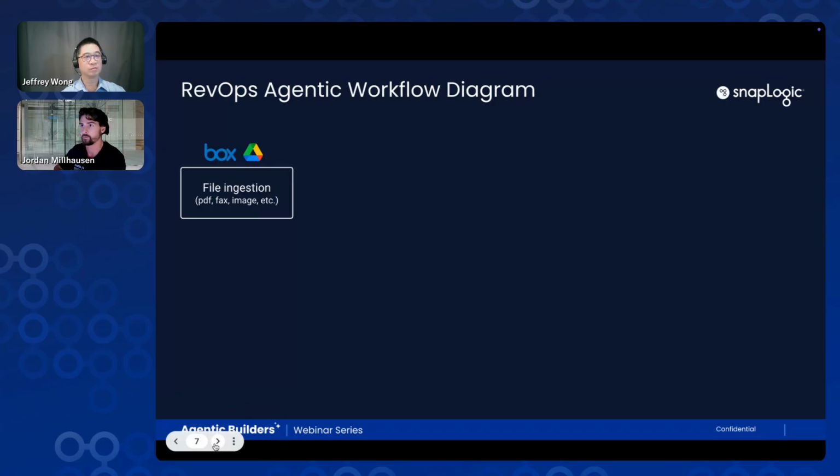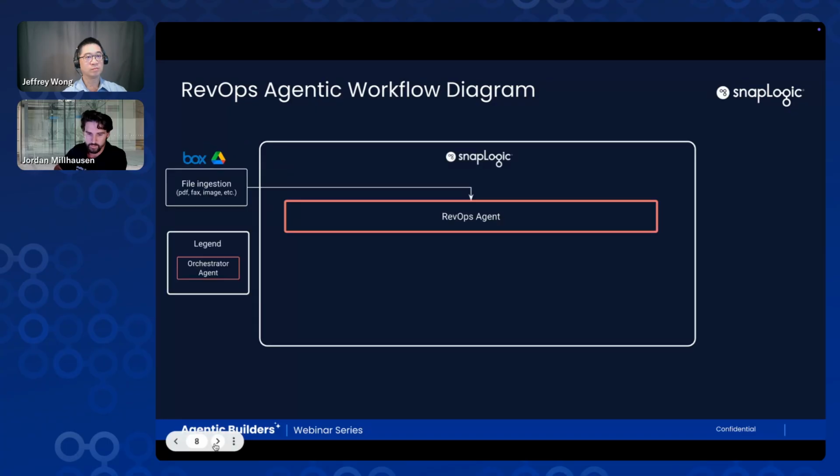Again, as I mentioned, for file ingestion using SnapLogic, we can connect to anything: your Box, Google Drive. We can have an automated email puller. It can be from a different source system like an S3 bucket or anything that's on Azure Blob. We can ingest anything. For the purposes of this demo, it's going to be a PDF that I'm going to be manually uploading. And then from there, the PDF is going to hit our RevOps agent orchestrator.